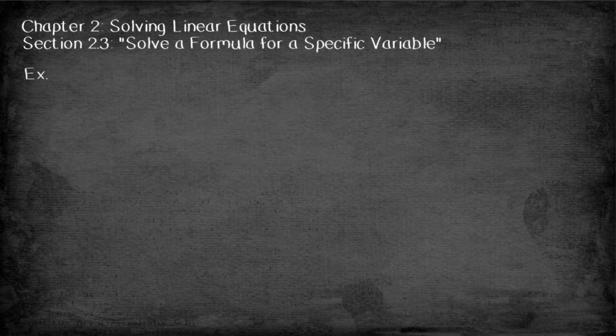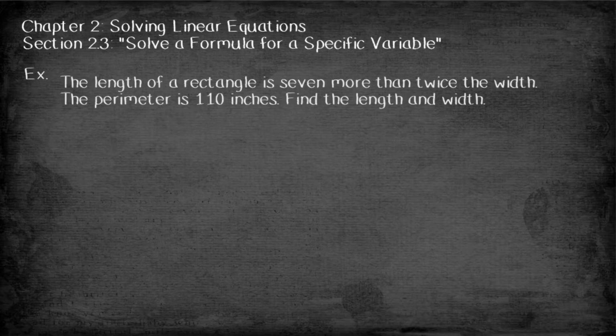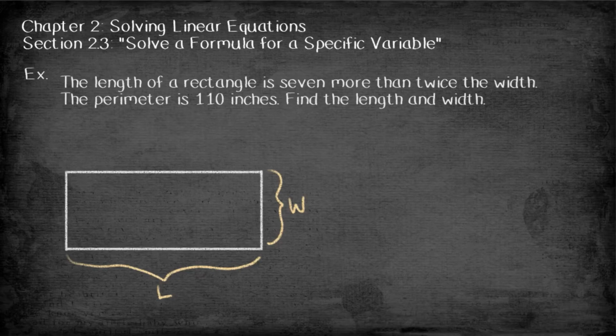All right, so that's if I just straight up give you the formula, but we can take this approach and apply it to word problems. So here we have another example involving the perimeter of a rectangle. After reading the problem, we're looking for the length and the width of a rectangle whose perimeter is 110 inches, and the length of the rectangle is 7 more than twice the width. So we're going to need to use the perimeter formula, which is the combined length of all of the sides of the rectangle.